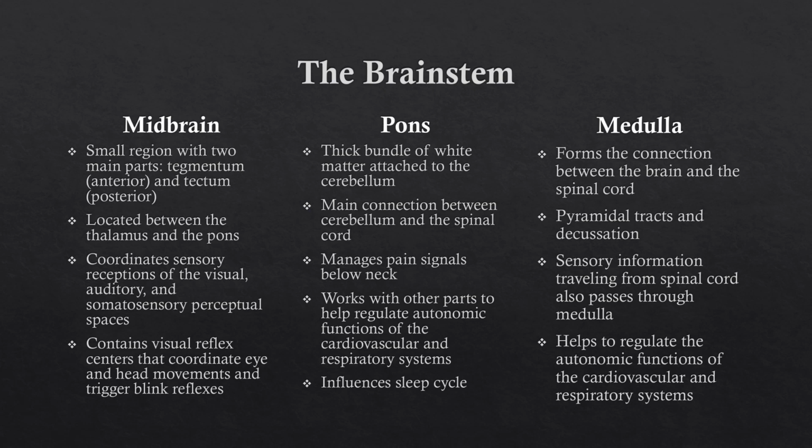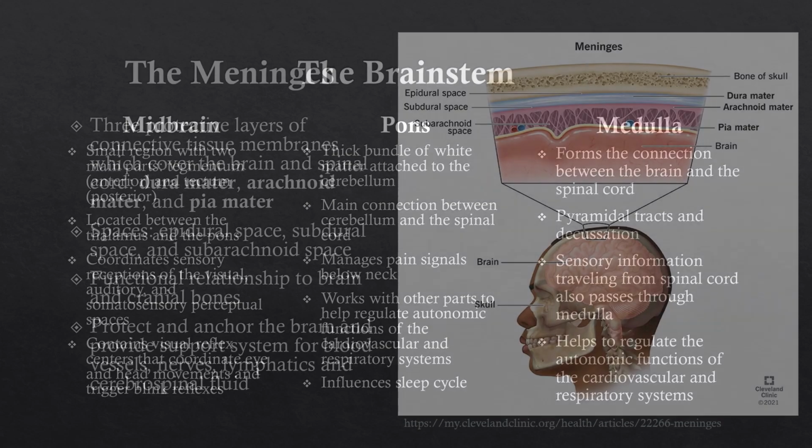The medulla is the lowest part of the brainstem and helps to form the connection between the brain and the spinal cord. It contains pyramidal tracts that send motor signals from the motor cortex down the spinal cord. The tracts then cross over in the medulla and result in the right motor cortex controlling the left side and the left motor cortex controlling the right side. Sensory information also travels through the medulla. This part of the brain is responsible for the regulation of involuntary functions of the cardiovascular and respiratory systems.